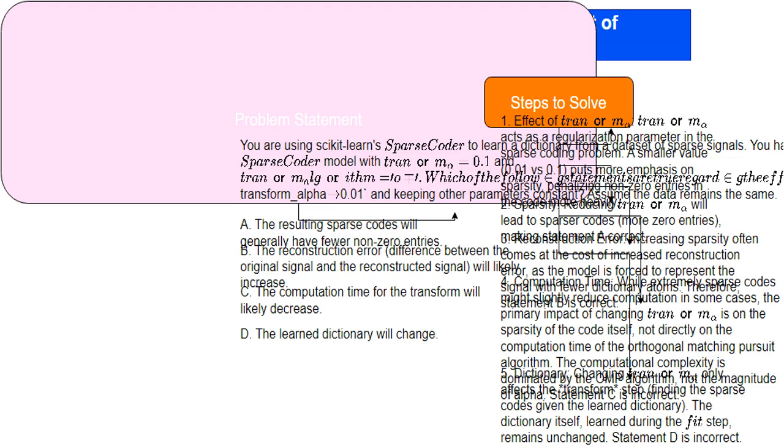I'm analyzing a machine learning problem using Scikit-learn's SparseCoder. We're focusing on how changing a specific parameter, transform_alpha, affects the results. This parameter controls how sparse, or how many zeros, the resulting data has. We'll look at its impact on sparsity, reconstruction error, and computation time.